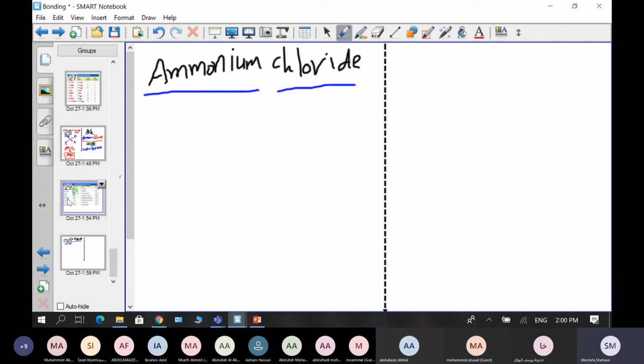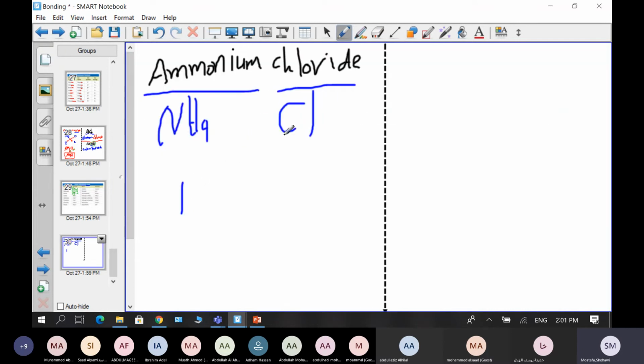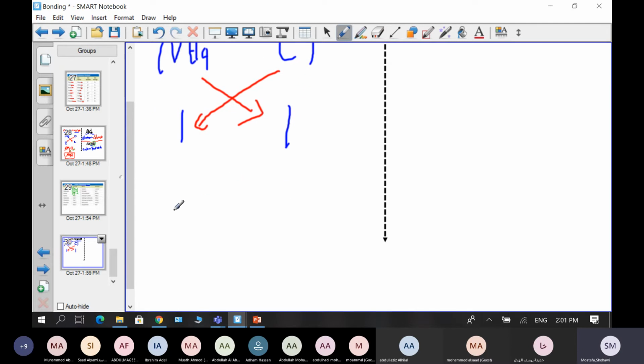So ammonium has the symbol what? NH4, as you see. All this is ammonium. And the chloride, C from chlorine, Cl. Ammonium has the oxidation number positive 1. So we type here 1 without the positive. And chlorine has the oxidation number negative 1. We type 1 without the negative. And then we make the cross. So it will be NH4Cl. This is the final formula.